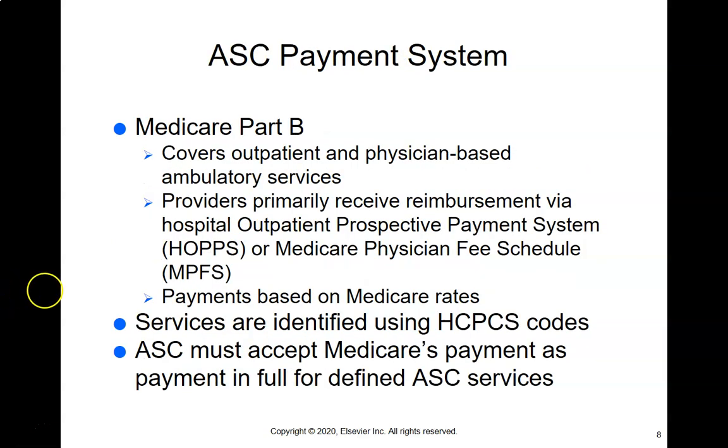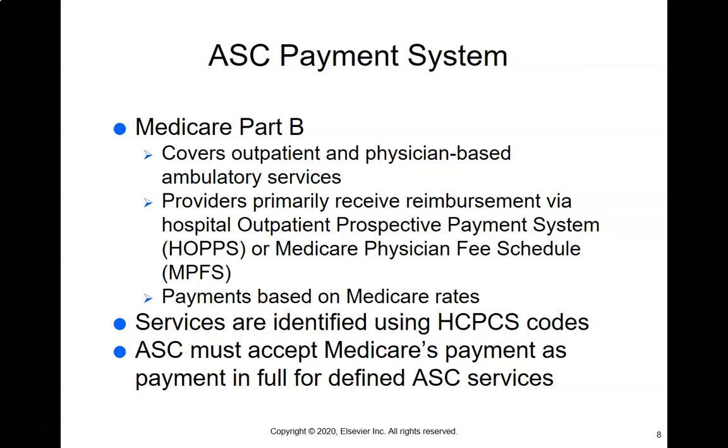ASC Payment System. The ASC payment system is used when paying for covered surgical procedures and the ASC facility services that are furnished in connection with the covered surgical procedure. CMS updates the OPPS/ASC regulations together in one rule annually, with public comment periods before implementation of the final rule. Medicare maintains and updates the covered procedures list, defined by CPT and HCPCS codes, of all services offered in an ASC. Medicare Part B covers the outpatient and physician-based ambulatory services.